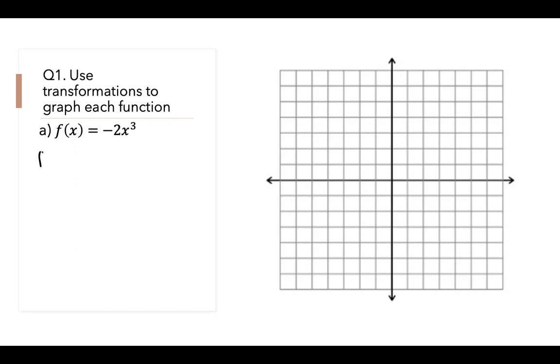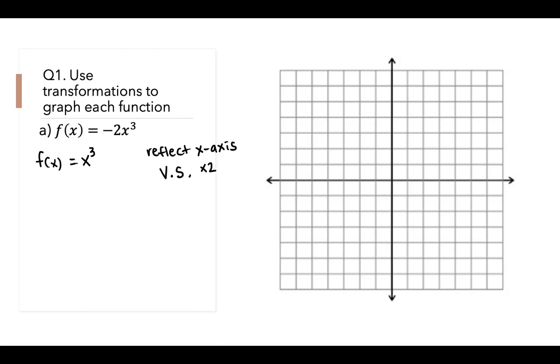My parent function is going to be a cubic function. As you can see, the negative tells me that there's a reflection in the x-axis. We also notice that the a value is greater than 1, so we say it's a vertical stretch by a factor of 2. I'm just writing acronyms for simplicity.